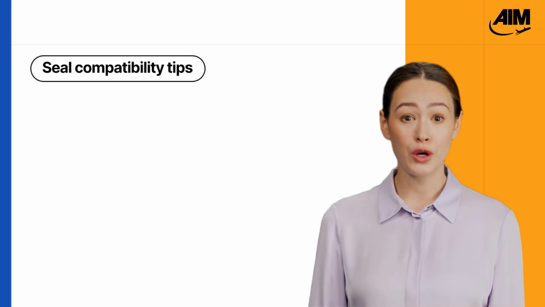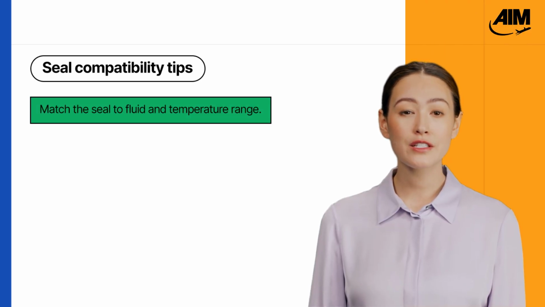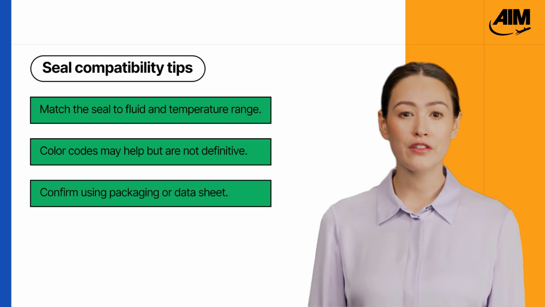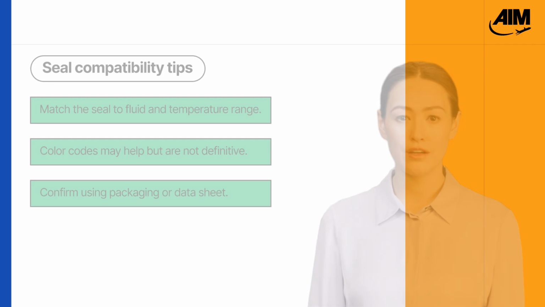Not all seals work with all fluids. Seals must match the system's fluid type and temperature range. Some O-rings include color-coded markings, but this isn't always reliable. Always verify compatibility through part numbers or packaging.